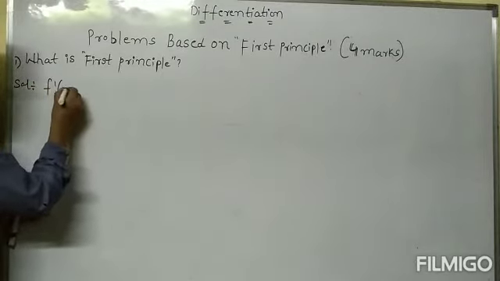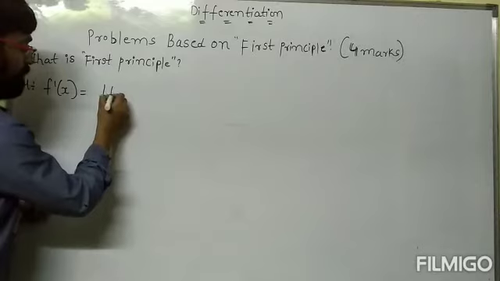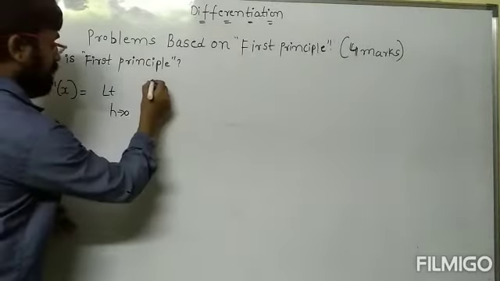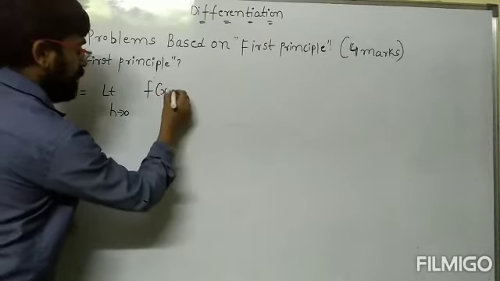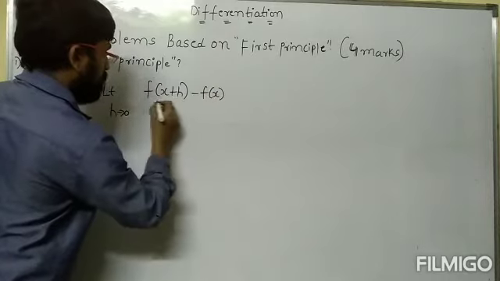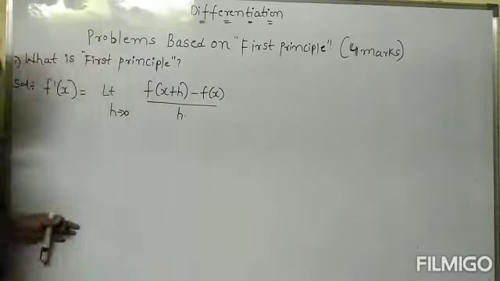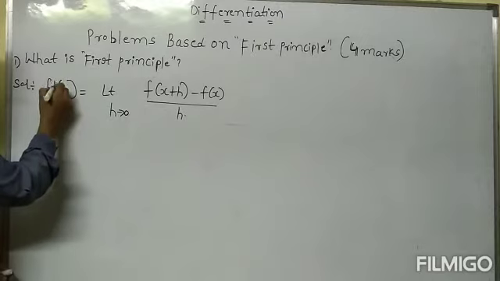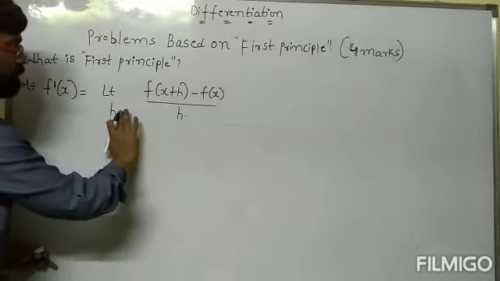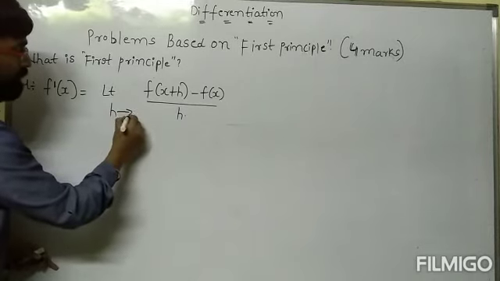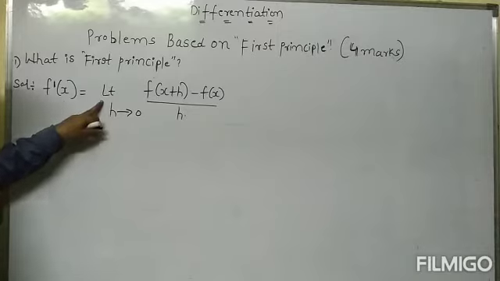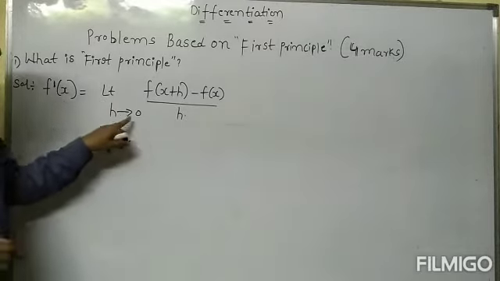F dash of x equals limit h tends to 0 of f of x plus h minus f of x by h. This is the formula. Limit h tends to 0, and h tends to 0 substitute.